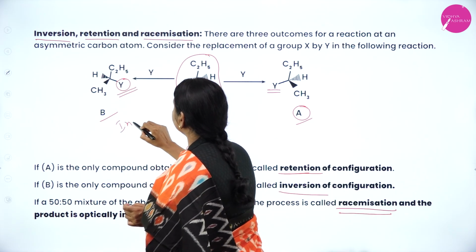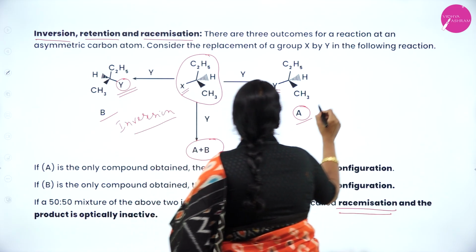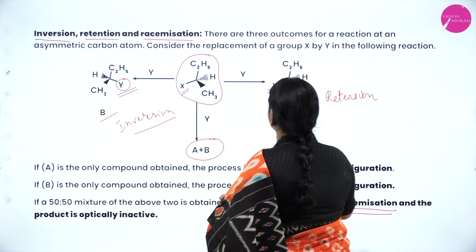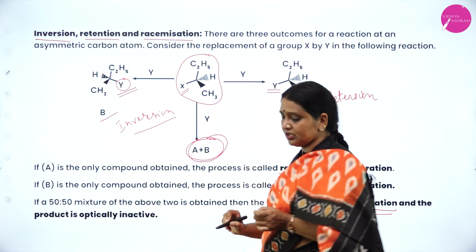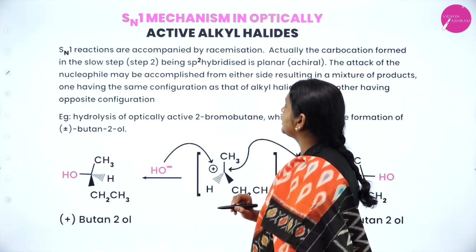It is called as what? Inversion. It is called inversion, and it is called retention. And it is called as what? Retention. Both A and B formed, it is called as what? Racemization.